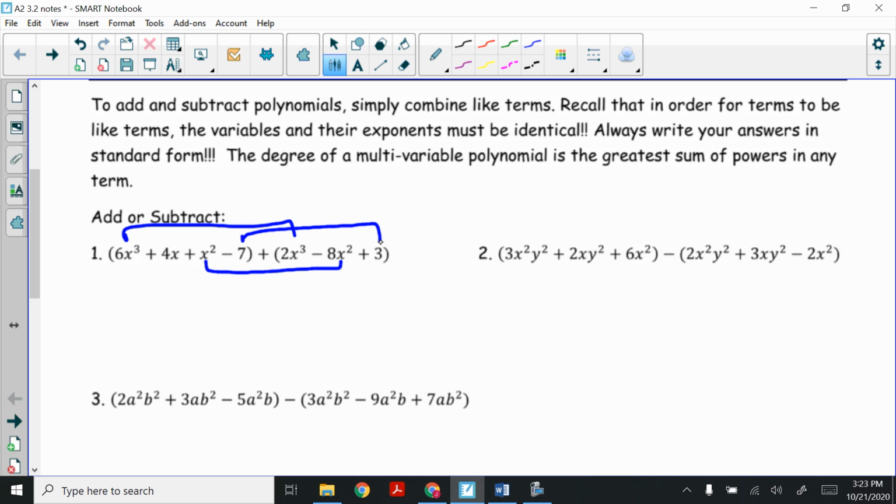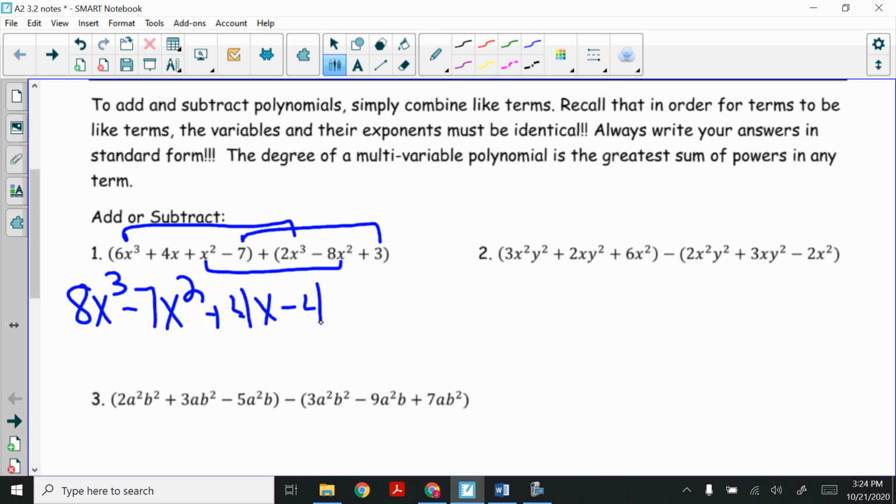So 6x cubed plus 2x cubed gives me 8x cubed. And I'm going to do my squareds next. I have x squared plus negative 8x squared gives me minus 7x squared. Then my x's, all I have is a 4x, so plus 4x. And then my constants, negative 7 plus 3 gives me negative 4. There's my answer, standard form.